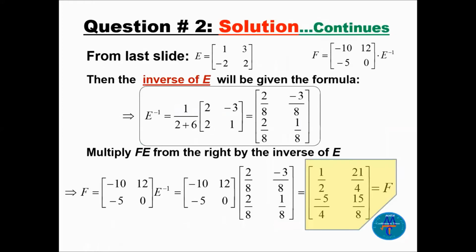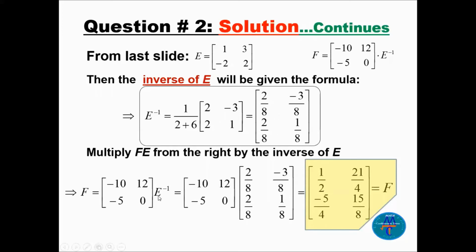Let's go. So E inverse, I apply the same rule, 1 over determinant: 1 times 2 is 2, minus 3 times minus 2 is plus 6. Switch the main diagonal and multiply by minus the other diagonal. 2 plus 6 is 8. So I will keep 1 over 8, multiply by the scalar: [2/8, -3/8; 2/8, 1/8]. So this one is E inverse.